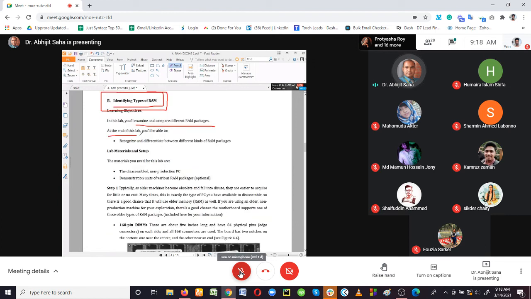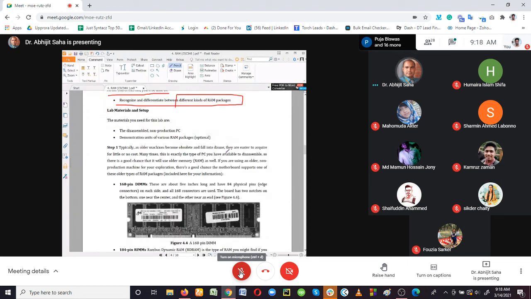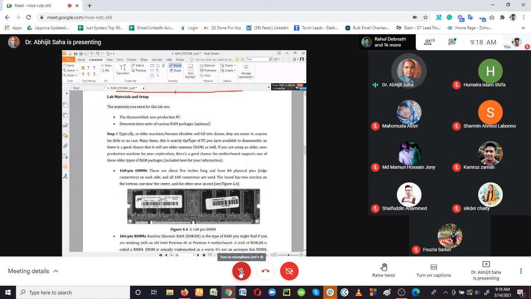At the end of this lab, you'll be able to recognize and differentiate between the different kinds of RAM packages. The lab materials are demonstration units of various RAM packages. We now have a lot of RAMs in our lab to check physically, from older to newer, the different types of RAMs.